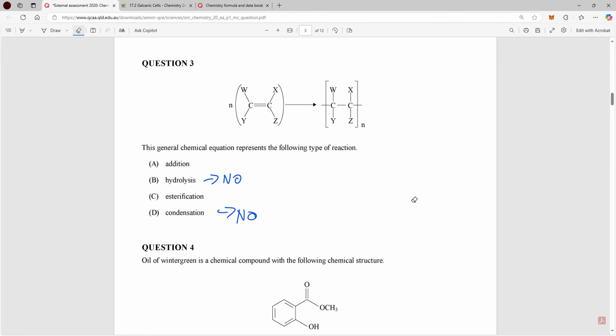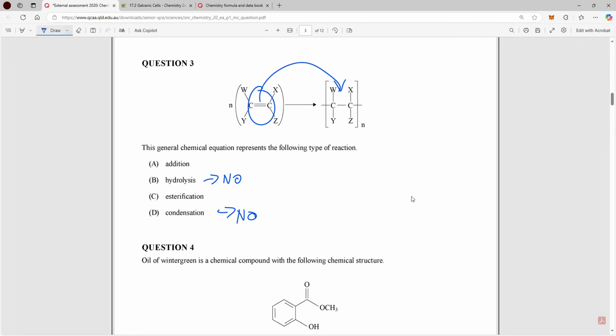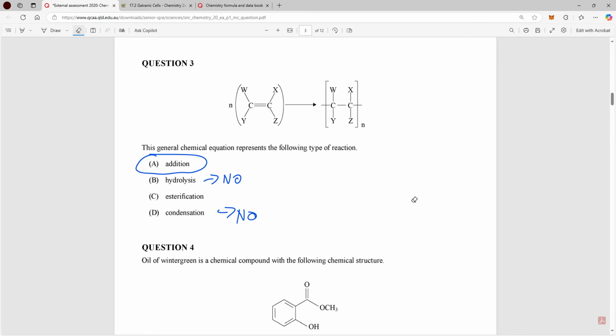Because notice here in this chemical structure, W, X, Y, and Z could represent any functional group, but they've mainly highlighted the double bond and the single bond. It's gone from a double to a single bond, meaning there's an addition there, okay? So I would say the correct answer is addition, okay? It's not esterification because there's no carboxylic acid, and there's no OH present as well, okay?